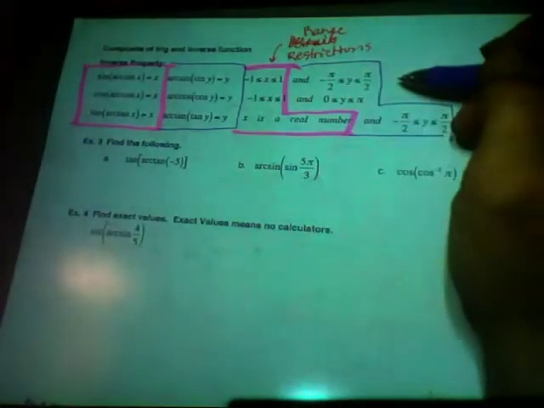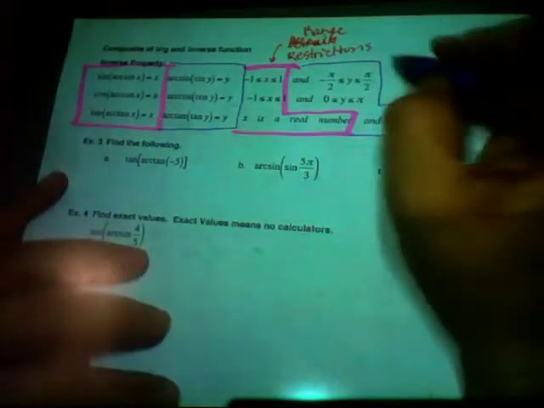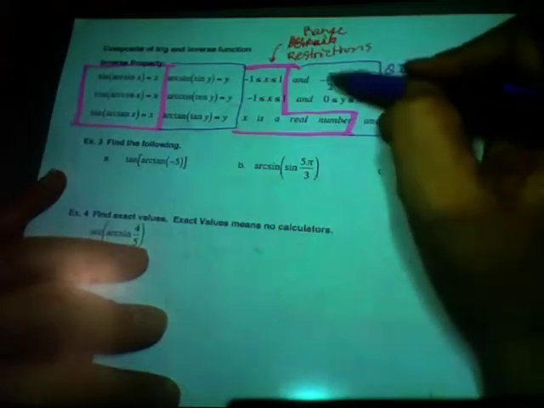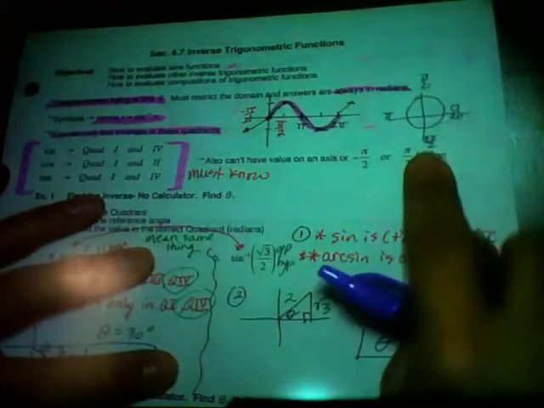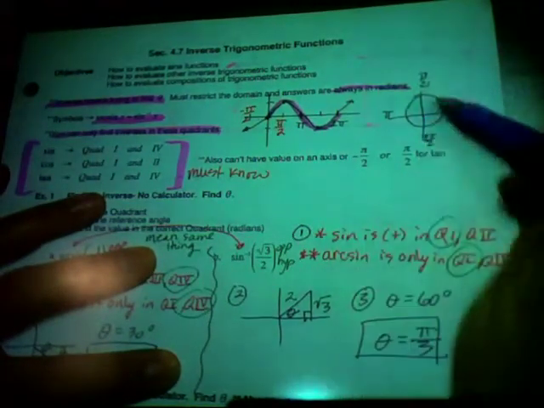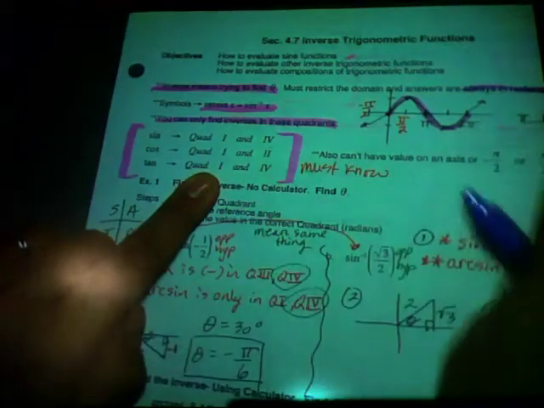What quadrants are less than pi over 2 but greater than negative pi over 2? What quadrants are they talking about? 1 and 4. Remember, right over here, this is negative pi over 2. So it's greater than negative pi over 2, but less than pi over 2. We're talking about these two quadrants. And where can the arc sine only be? 1 and 4. Same thing with tangent, right? But with cosine, it's 1 and 2. 1 and 2 is between 0 and pi, isn't it?